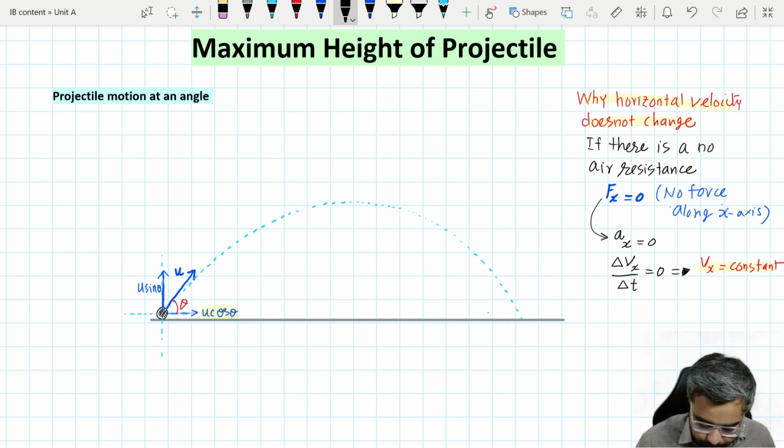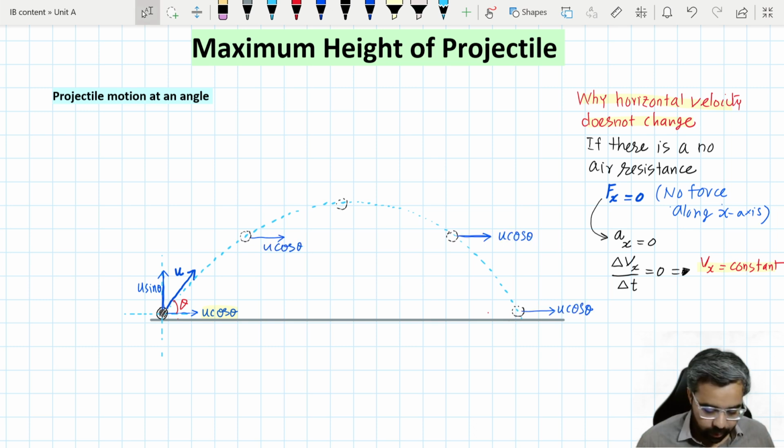So I'm going to show you this ball's position at different instants of time, and at the same level I have drawn this, and just before hitting the ground, this is the position of the ball. As we have seen right now, the horizontal velocity will not change, which will be u cos theta. But what about vertical velocity?